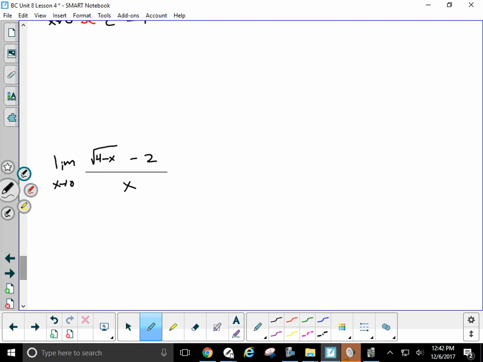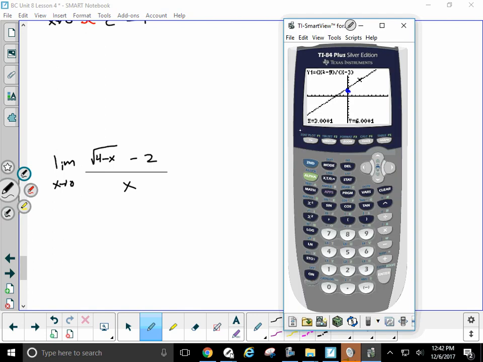Good. All right, well, I'm going to find it, and you guys are going to find it. I'm going to find it using my calculator. You guys are going to find it using L'Hopital's rule. Let's see if we get the same answer.